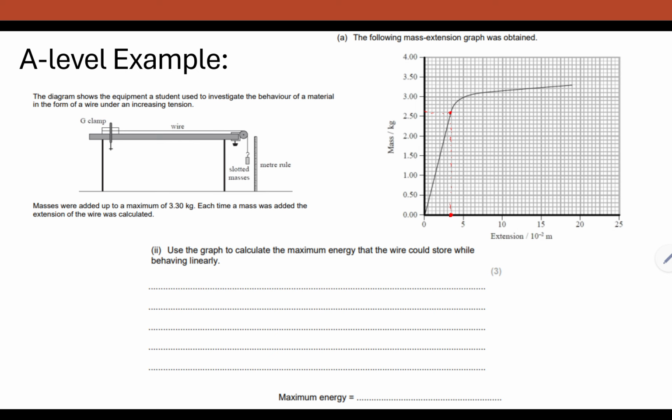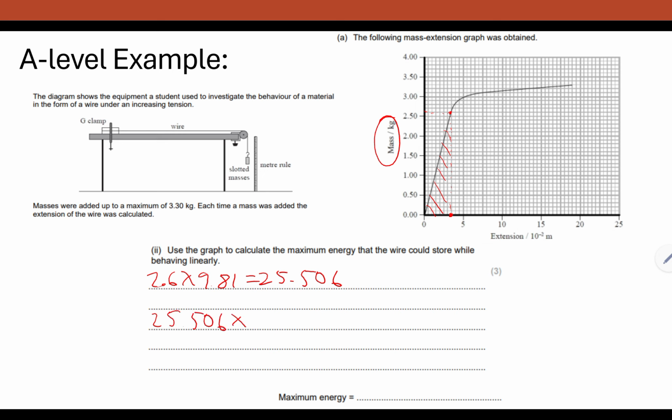Because this is a mass extension graph, instead of a force extension graph, we need to change the mass into force. To do that, we do the mass, which is 2.6, obtained from the graph, multiplied by 9.81. And when we do that, we get 25.506. Then, to find the area under the graph, we need to multiply by extension and divide by 2.